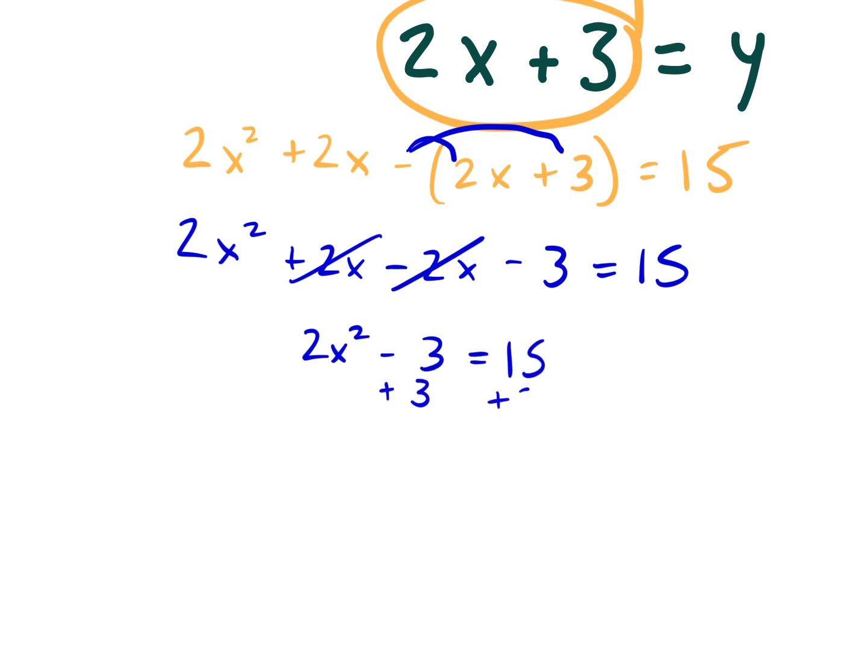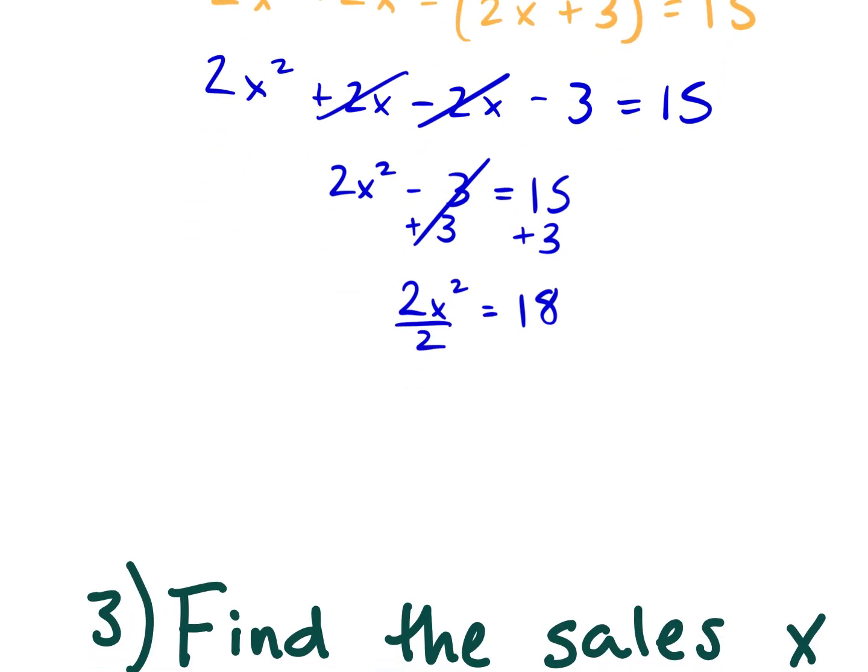Awesome. I can add 3. I want to isolate my variable since I just have one x squared here. So I have 2x squared is equal to 18. Divide by 2. And square root equals plus or minus 3. Awesome. When you take the square root of both sides, what do we always have to remember? Plus or minus. Perfect.